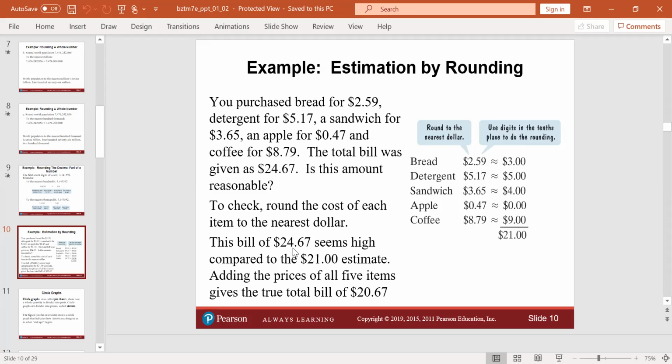Now, here's the problem. The true total amount was $20.67. If I go ahead and just add up all these here, and not round at any point, the true value is $20.67. So if you're at the store and the bill came out to $24.67, but your estimate told you it should have been $21 roughly, you might then say, hold on a second, and see if there was a mistake done. So that's just kind of the whole point of estimating.